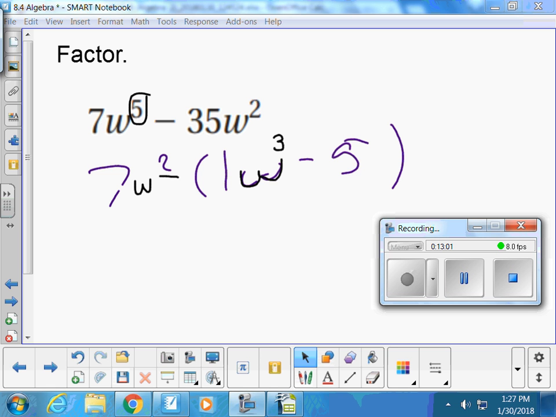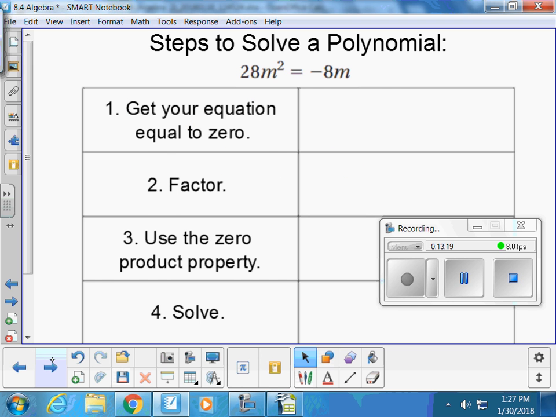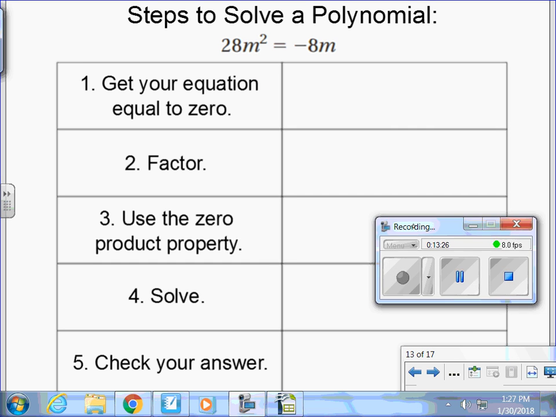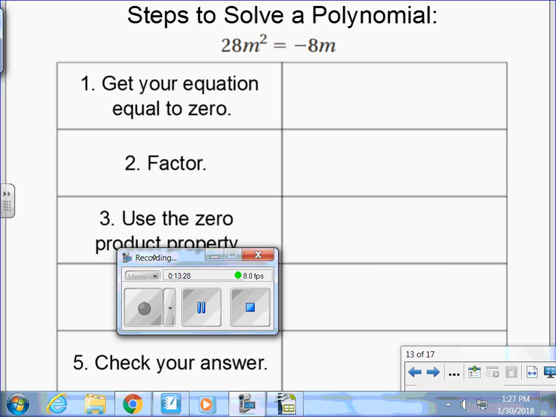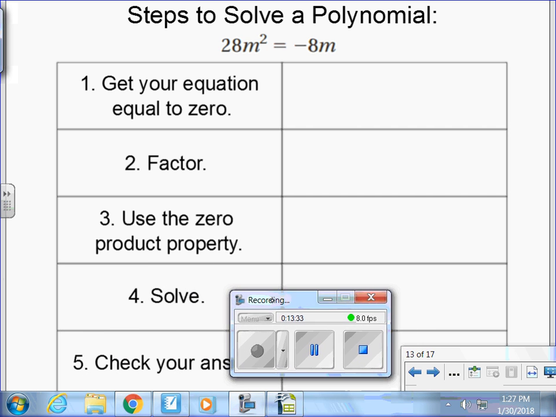All right. We had a student come go over this one. She brought out a 7 and a w squared, and that's perfect. Ignore this little dash right here. I think that's just a stray mark. Then on the inside, it would be a 1w to the third and then a -5. All right? All right, we're going to talk about the steps to solving a polynomial when you use factoring. So basically, you'll have a polynomial such as 28m squared minus 8m, and they will say to you to solve it.